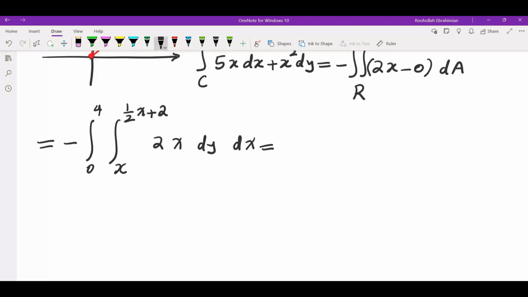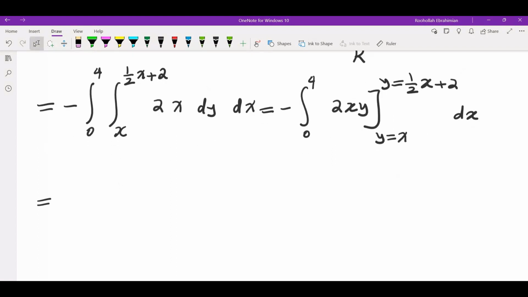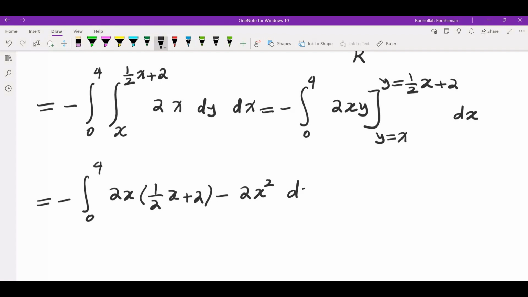And the rest is a very easy computation. So minus integral from 0 to 4. Integral of 2x with respect to y is 2xy, y from x to y equals 1/2 x plus 2, dx. This is equal to minus integral from 0 to 4. If you plug in 1/2 x plus 2, we get 2x times 1/2 x plus 2 minus 2x squared dx.